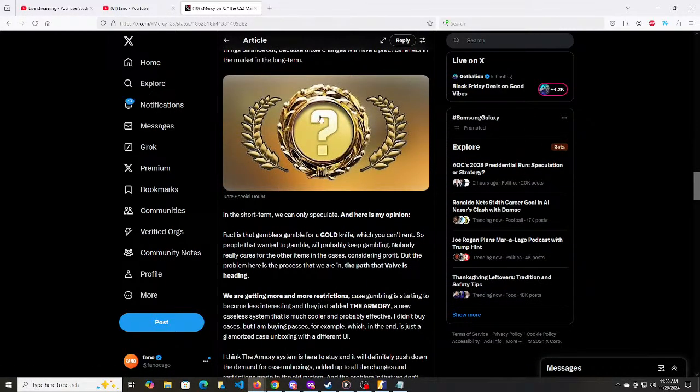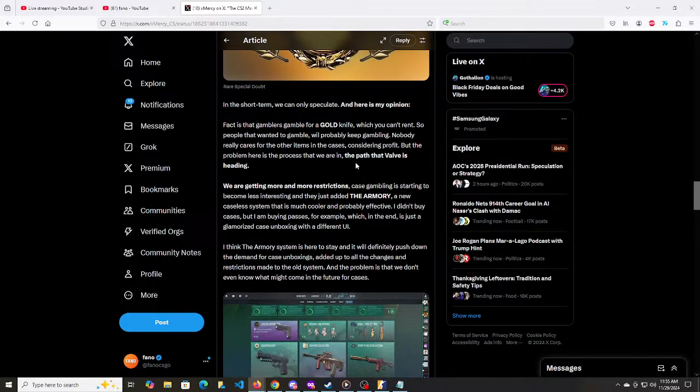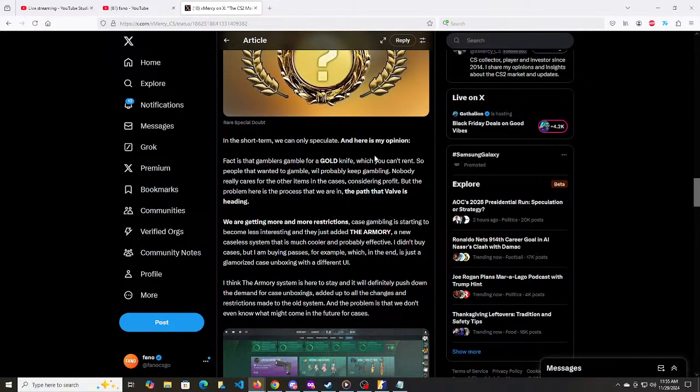Rare special doubt. That's funny. In the short term, we can only speculate, and here is my opinion. All right, let's get to the good stuff. Let's hear his opinion. Fact is that gamblers gamble for a gold knife in CS2. That is true, which you cannot rent. You can only rent weapon skins. So people that wanted to gamble will probably still keep gambling, trying to get the rare items. Sure, nobody really cares for the other items in the cases considering profit.